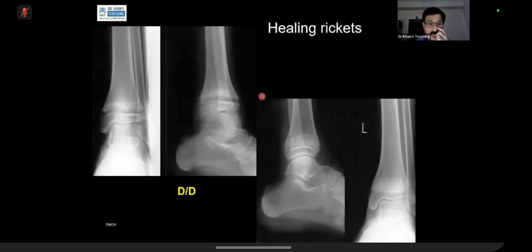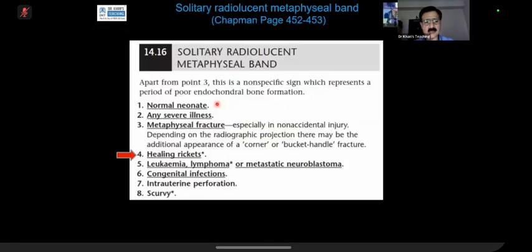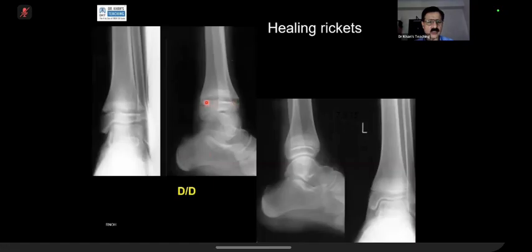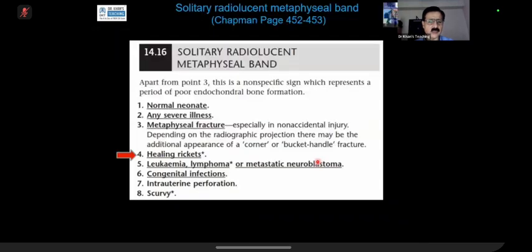Okay, so sometimes healing rickets can show this manifestation of healing rickets, where a metaphyseal band can be seen. I just wanted to show you that the differential diagnosis of a solitary radiolucent metaphyseal band, we did cover leukemia, lymphoma, and metastatic neuroblastoma. Healing rickets, which is this one, is a healing rickets case. Then finally it is healed completely in a follow-up X-ray.